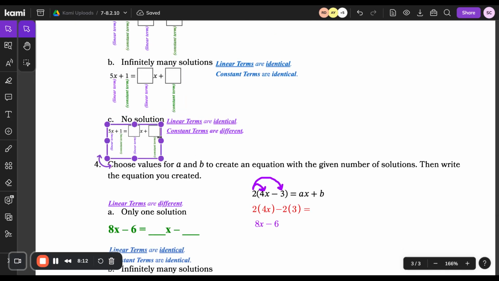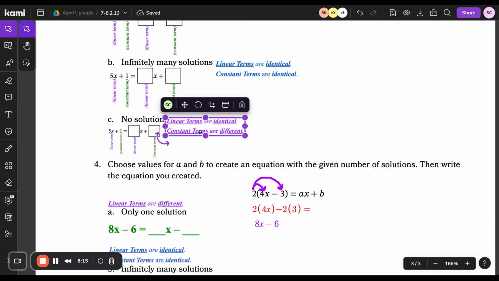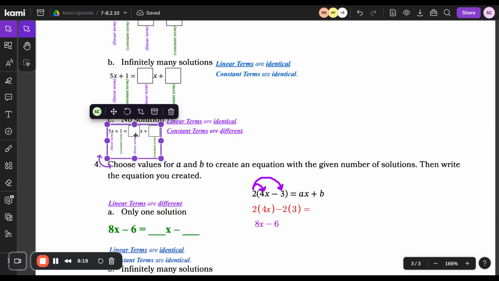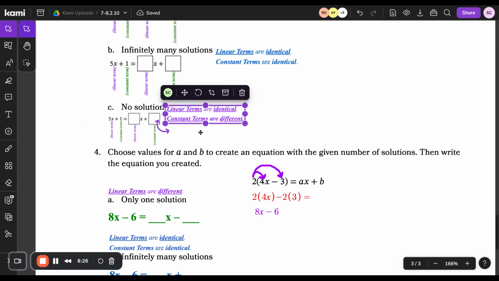And for the last one, for no solution, remember your linear terms are identical, but your constant terms are different. So what would your linear term have to be? And what would your constant term have to be? Or what could it be in order for this one to be considered no solution?